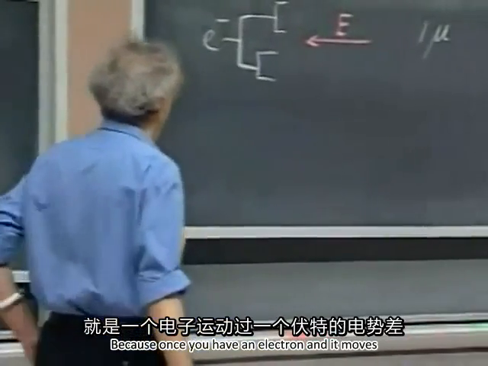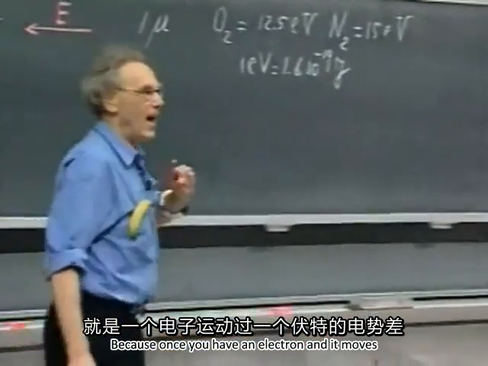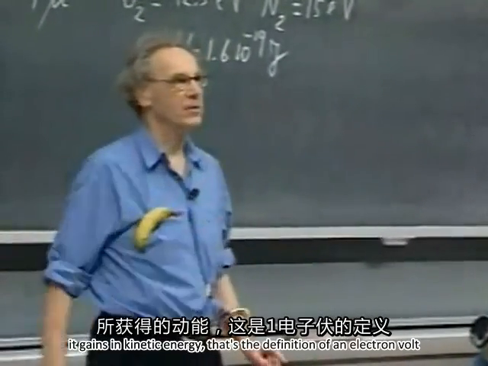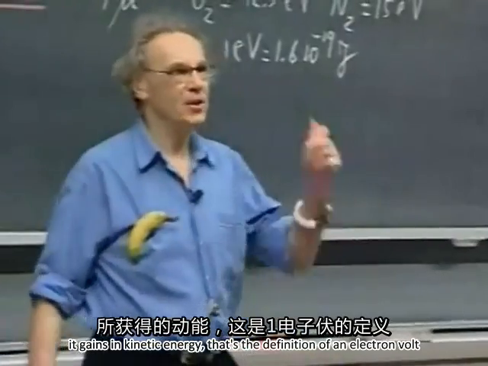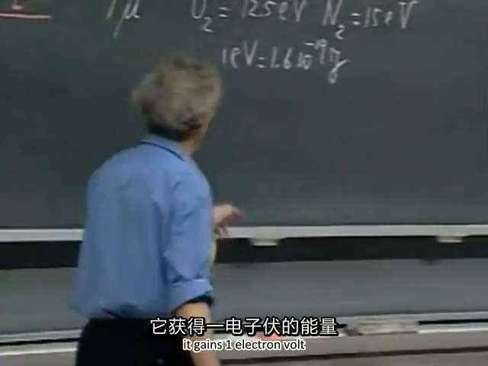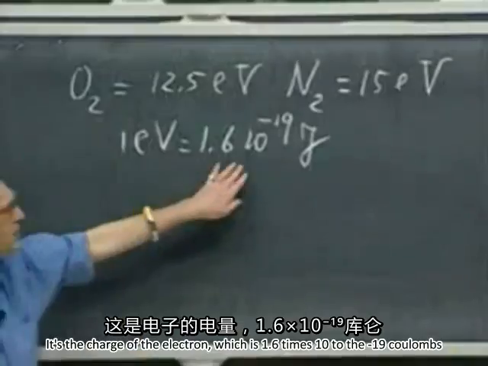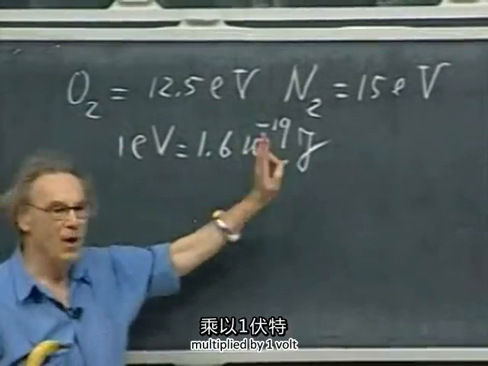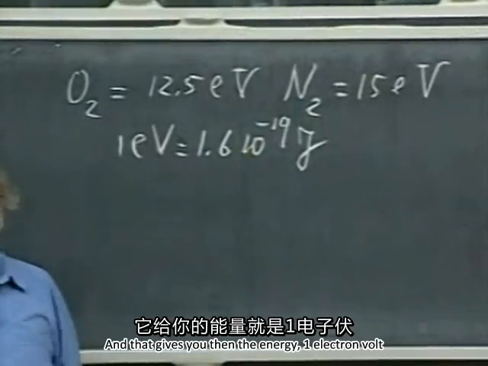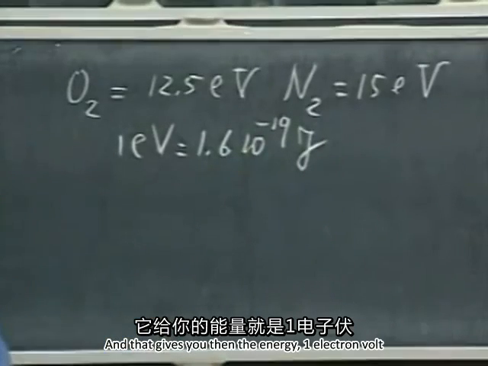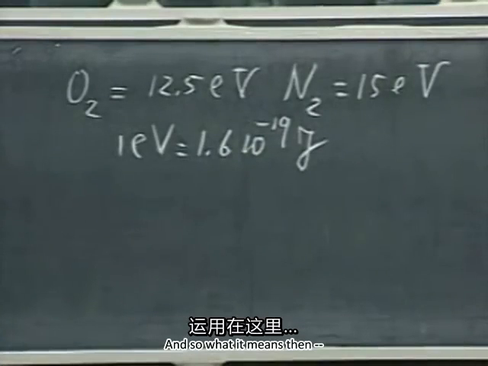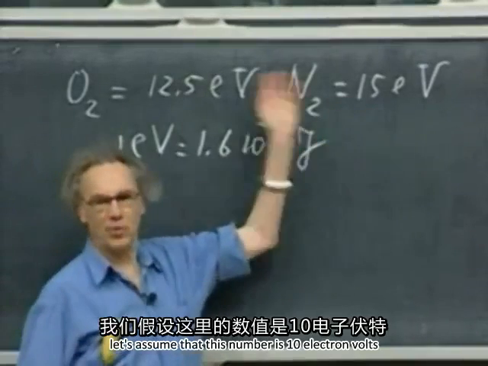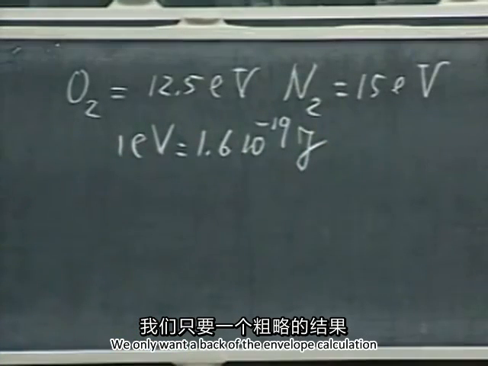Because once you have an electron and it moves over a potential difference of 1 volt, it gains in kinetic energy. That's the definition of an electron volt. It gains 1 electron volt. It's the charge of the electron, which is 1.6 times 10 to the minus 19 coulomb, multiplied by 1 volt. And that gives you then the energy, 1 electron volt. And so, what it means then, let's assume that this number is 10 electron volt. We only want a back-of-the-envelope calculation.